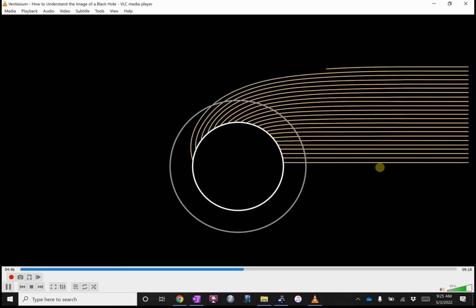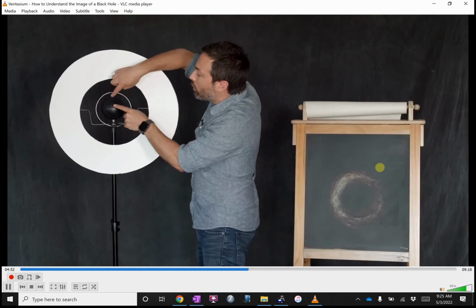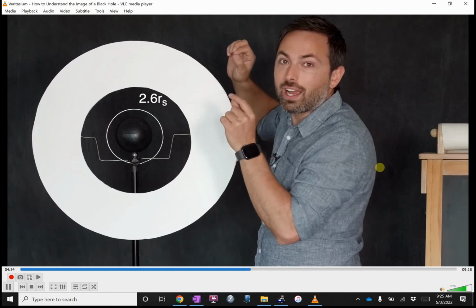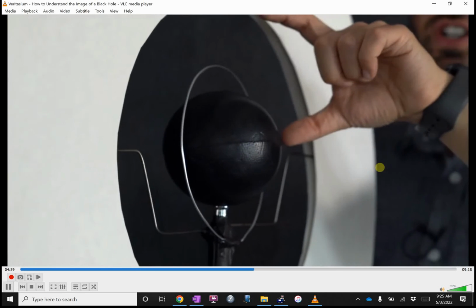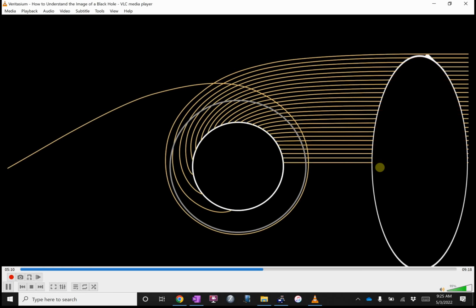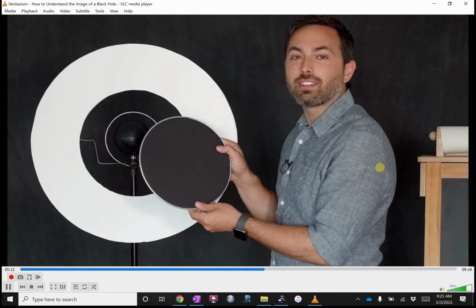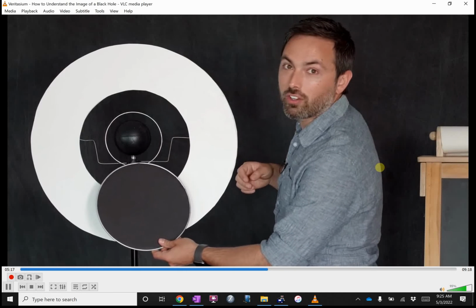So in order for you to get a parallel ray which does not end up in the black hole, you actually have to go out 2.6 radii away. If a light ray comes in 2.6 Schwarzschild radii away, it will just graze the photon sphere at its closest approach, and then it will go off to infinity. And so the resulting shadow that we get looks like this. It is 2.6 times bigger than the event horizon.